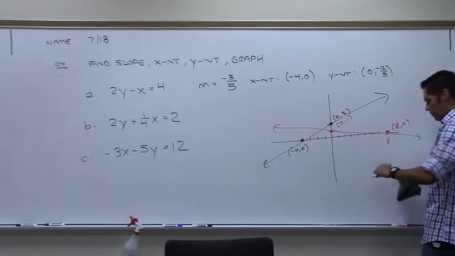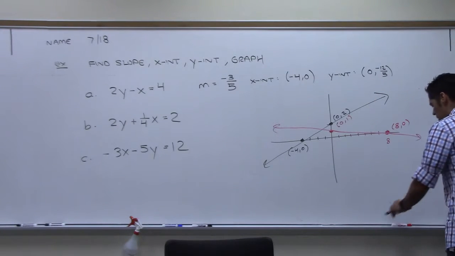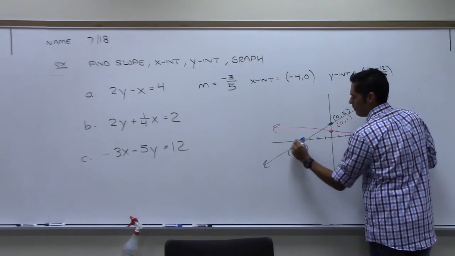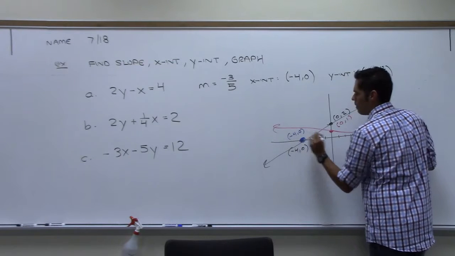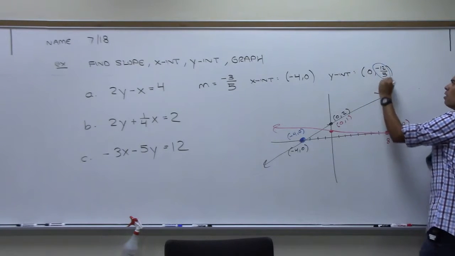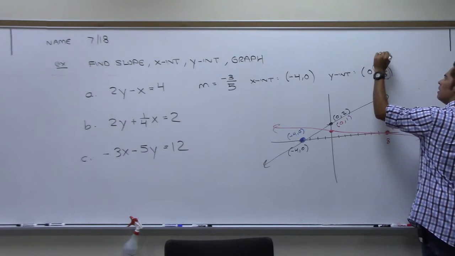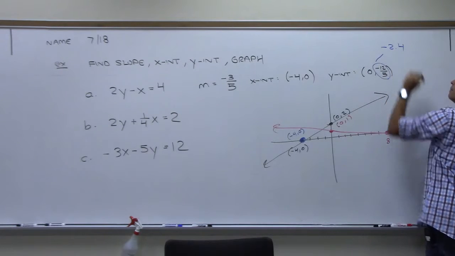So I'm going to go to negative 4, 0, which is still this point right here. But this other point, I'm going to need to know where that is. So I'm just going to get on my calculator and figure that out as a decimal. I'm going to do 12 divided by 5. I'm going to get negative 2.4.